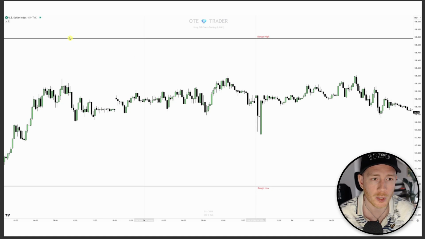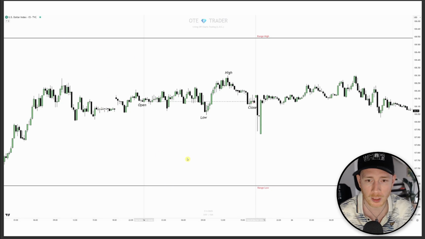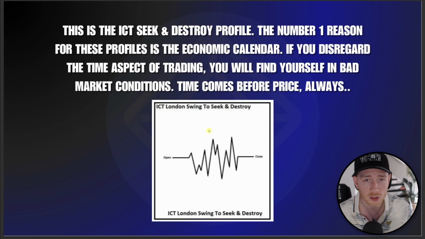We've got that range high to range low here. So if you look at the open on 12 a.m. EST over here, you can see price continuously dips above and below that daily opening price, right? Open, low, high, close. It's all very tight, and the close is almost at the same price level as the open. This is a classic example of an ICT seek and destroy profile.